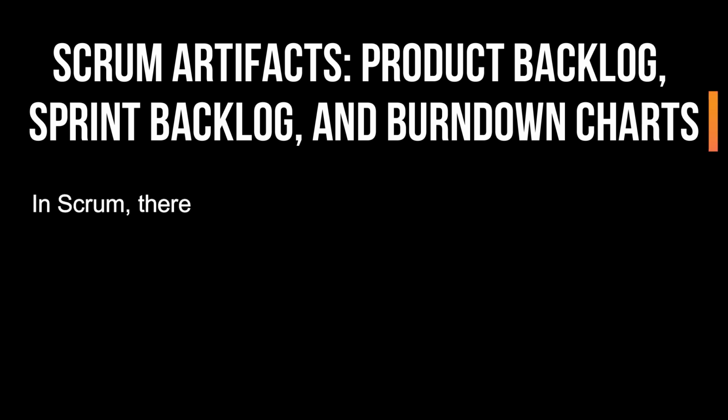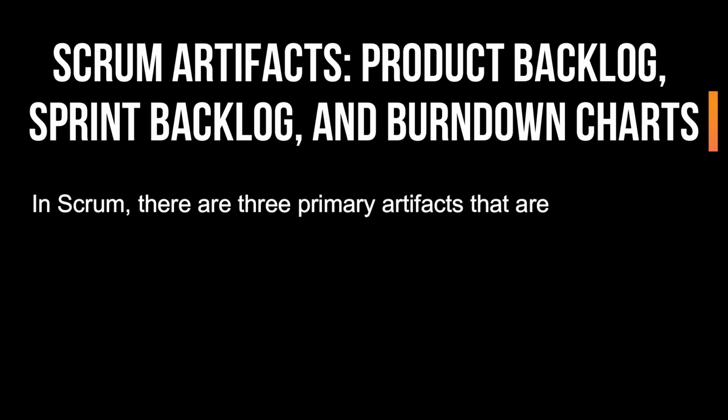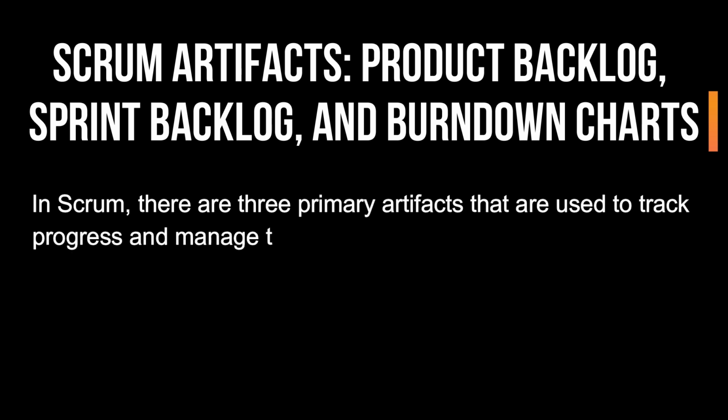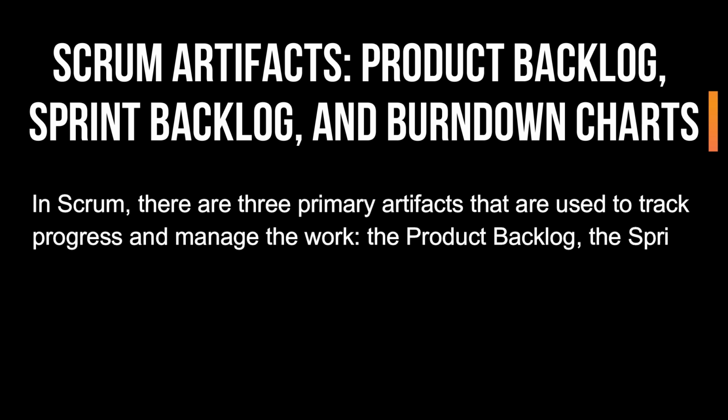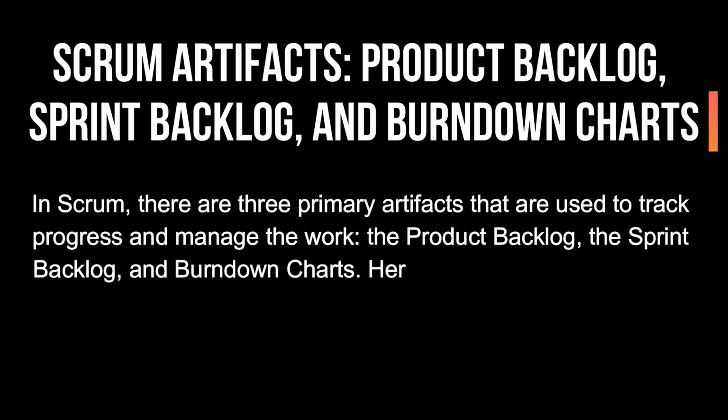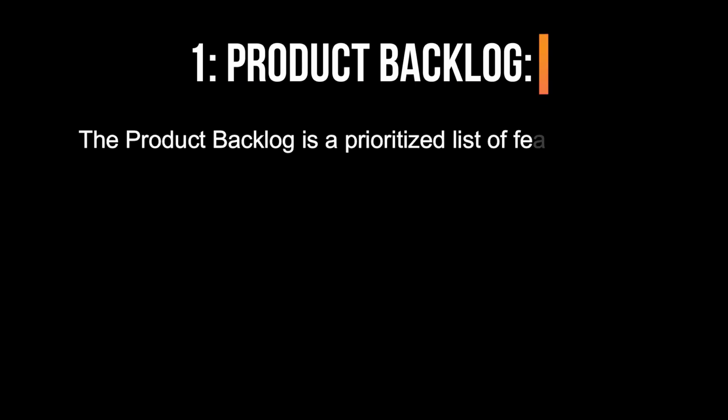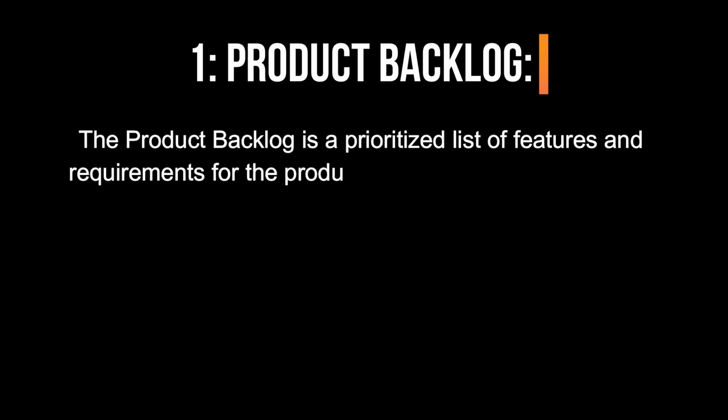In Scrum, there are three primary artifacts that are used to track progress and manage the work: the product backlog, the sprint backlog, and burn-down charts. Here's a brief overview of each. 1. Product backlog. The product backlog is a prioritized list of features and requirements for the product.